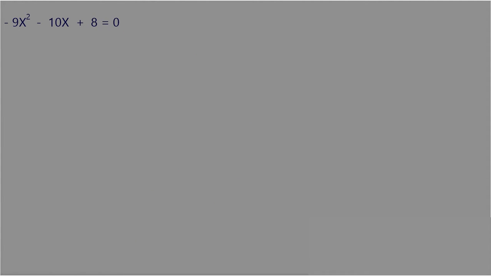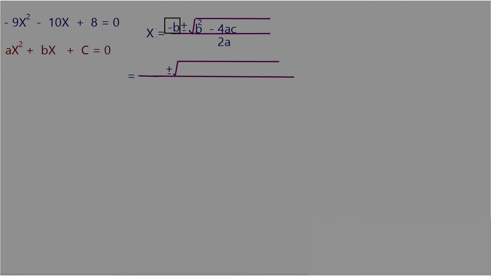Let's now move on to the second example. This quadratic equation is already in the standard form, so we don't need to rearrange it. The formula states that the coefficient b should be a minus b, and it is already a minus. So we need to place minus 10 inside a bracket, then another minus sign outside the bracket. B squared is minus 10 raised to the power of 2. Minus 4 times a times c is minus 4 multiplied by minus 9 times 8.